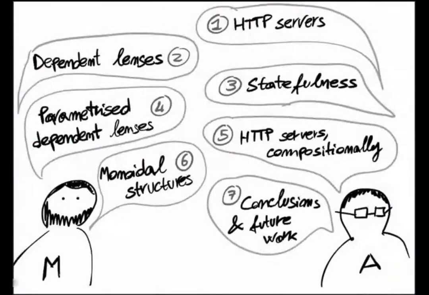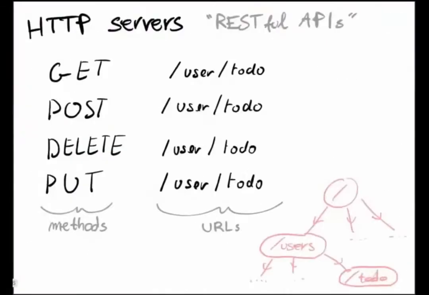This is going to be the structure of the talk. I'm going to start with explaining how servers work, and then we're going to interleave how this maps into dependent lenses and lens composition. So first of all, a server.